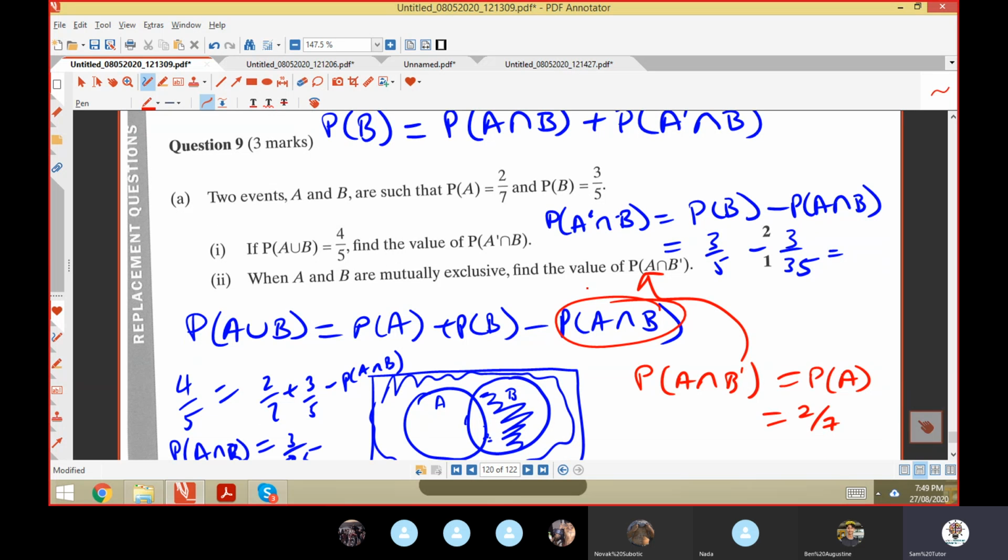Does anyone not understand? Mutually exclusive, this component is 0, because they can't go at the same time. And then it's obviously the opposite of getting probability of B, which means that it'll be probability of A, because this component's 0. So probability of not getting B. Let me write that again. Probability of not getting B. Like that.